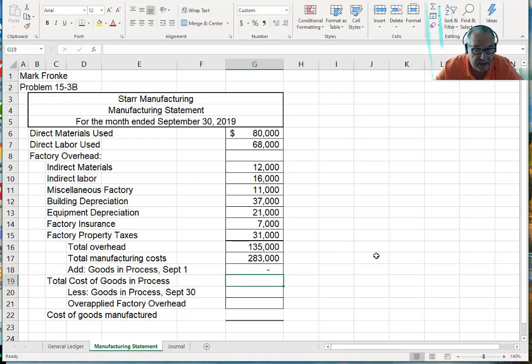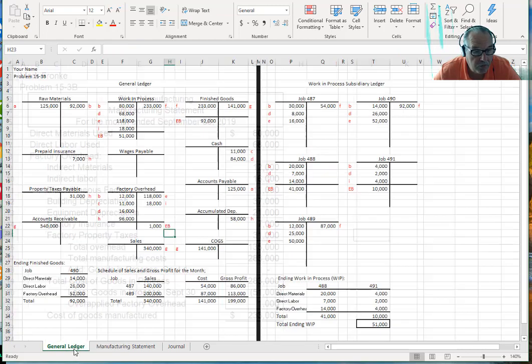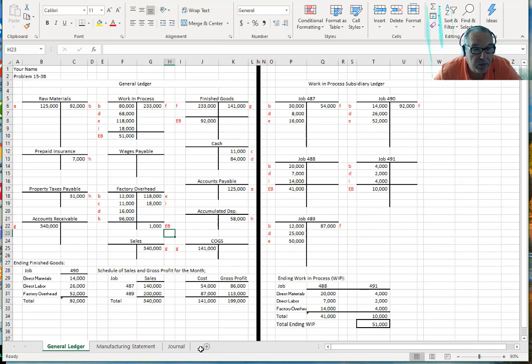We didn't have anything in process at the beginning of the year or the beginning of the month, so we don't have to worry about that. But we do have goods in process at the end, which is 51,000. We also had the $1,000 of over-applied overhead. We'll put that in here, and our total cost of goods manufactured is 233,000. That should agree to our general ledger account for what was transferred from work in process to finished goods. In effect, this manufacturing statement puts a detail on the transfer here from work in process to finished goods.